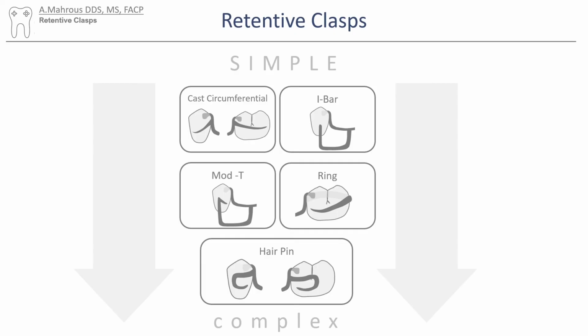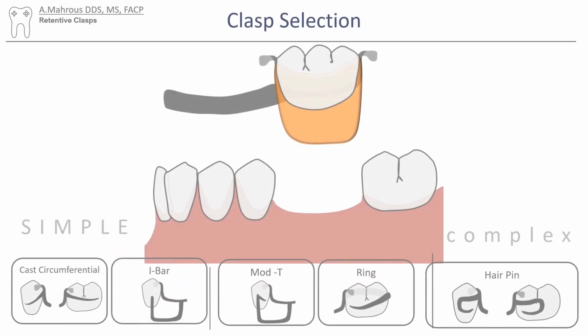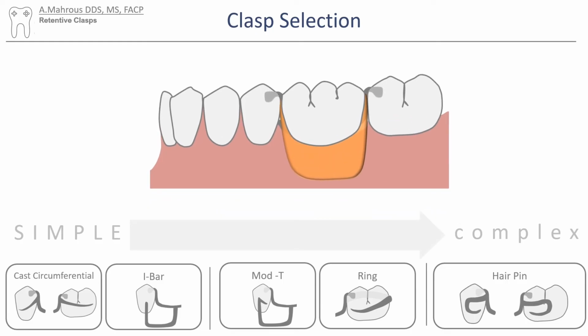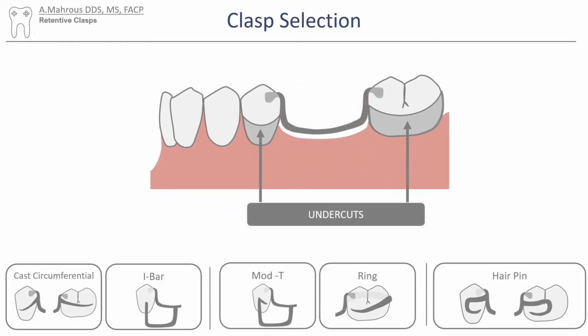In this next section, we'll go over the details of each clasp, starting with the most simple and most likely to be used clasps, and ending with the more complex and last resort clasps. To aid in your understanding, we'll be depicting the partial denture and the abutment teeth as such. We'll also be depicting the undercuts as those gray areas under the height of contour, like this.